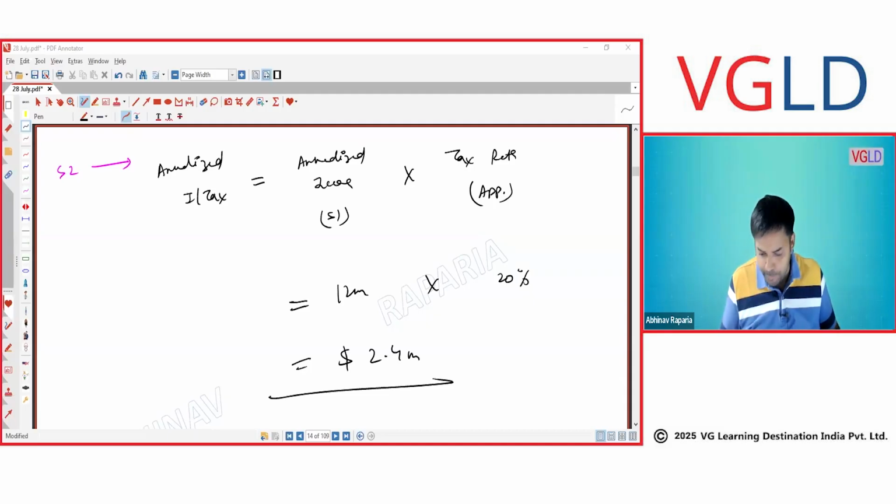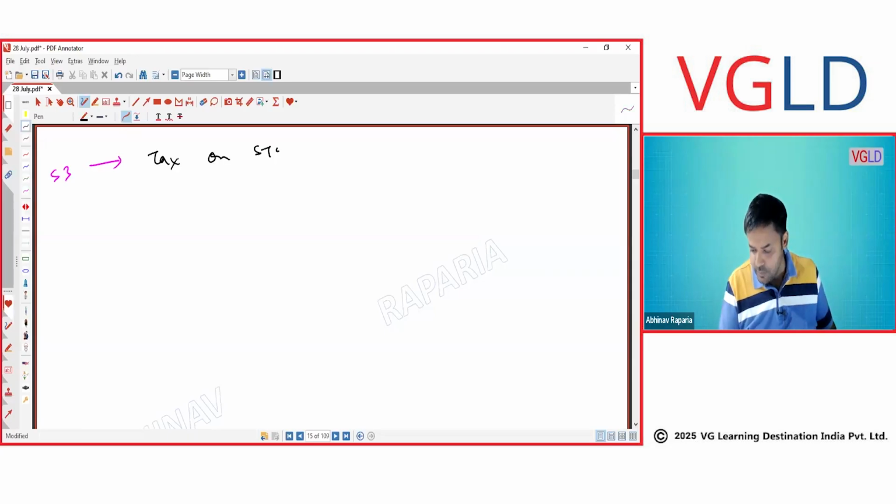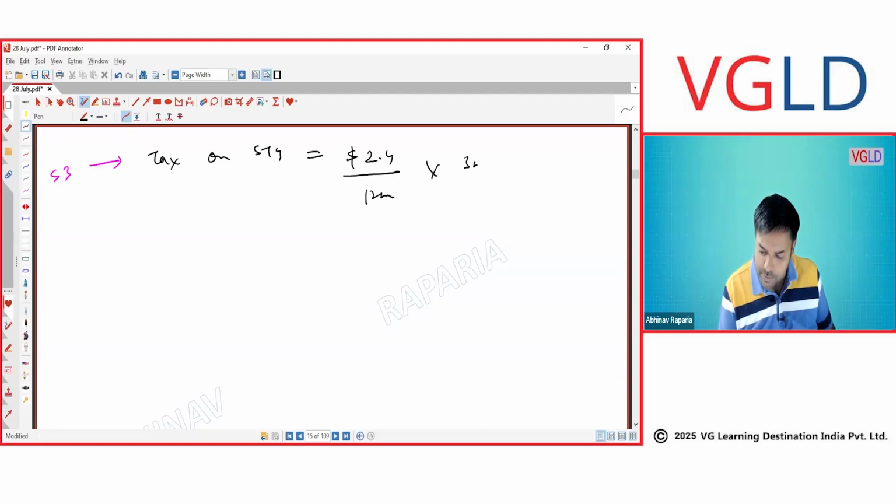Third, this is the tax for the annual income, but we need to calculate for the short tax year. So the tax of 2.4 million is for 12 months. How about for 3 months?